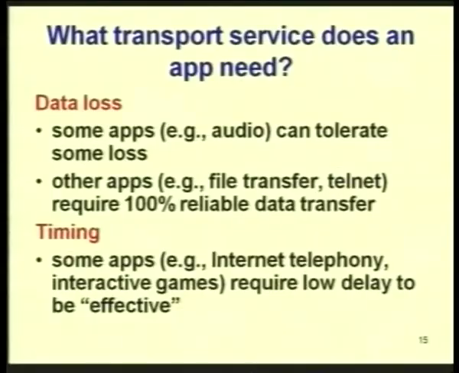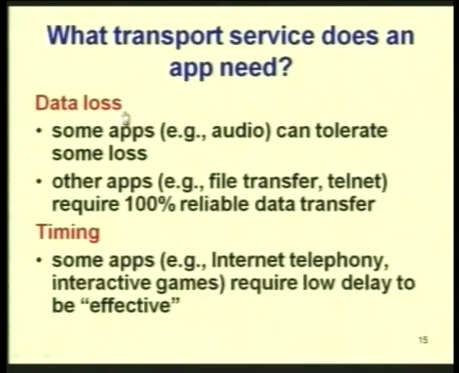Now the question that comes up is, how does an application choose what kind of transport service it requires? We just talked about UDP and TCP as two different transport protocols which could be chosen by the application. How does the application decide whether it should use UDP or TCP? To take a look at that, we need to know the kind of services that are provided by UDP and TCP and what it is that the application expects.